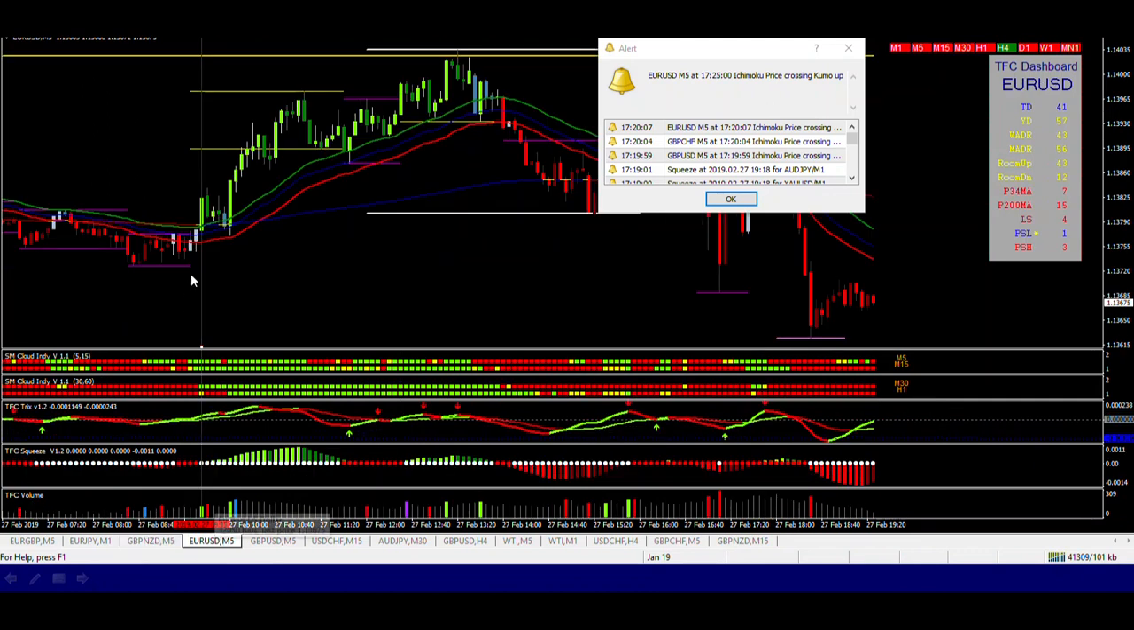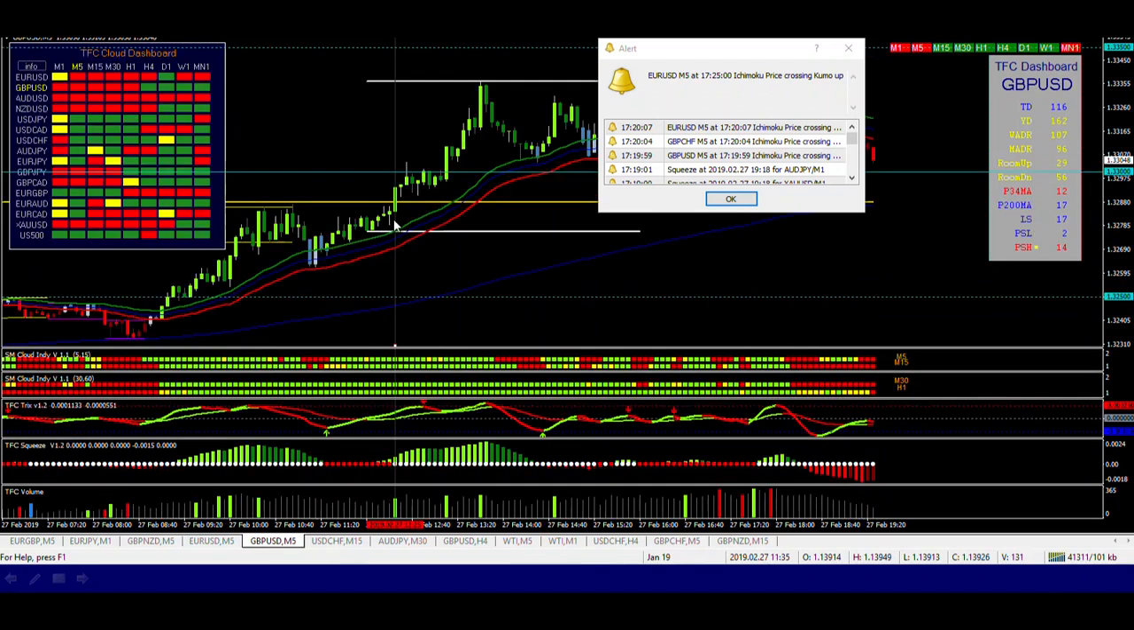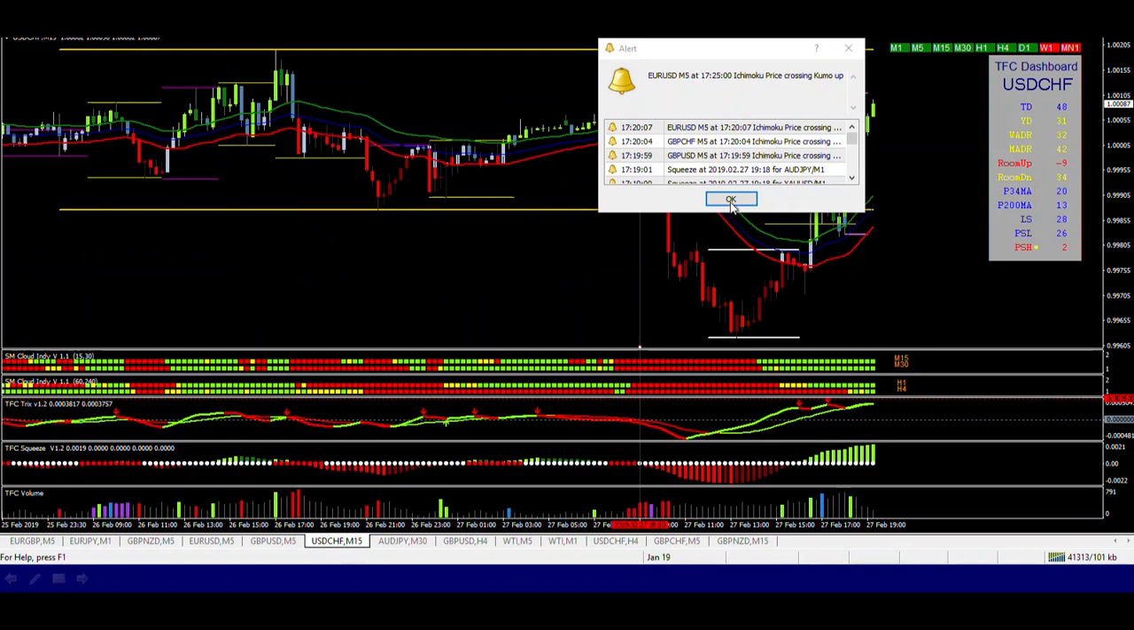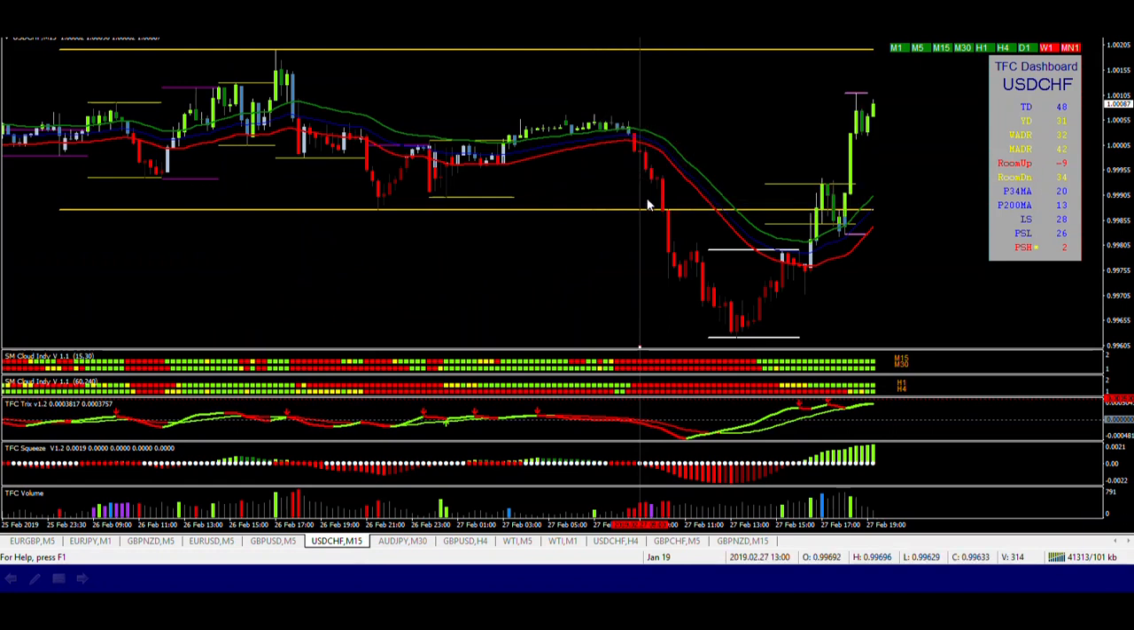Anything here? Euro dollar, yeah. Frankfurt Open, European Open, long squeeze, fired off, great. Anything else? Pound dollar, long squeeze here, see? Fired off. Euro Swiss, let's get rid of that. Short squeeze there, look on the 15. Fantastic.